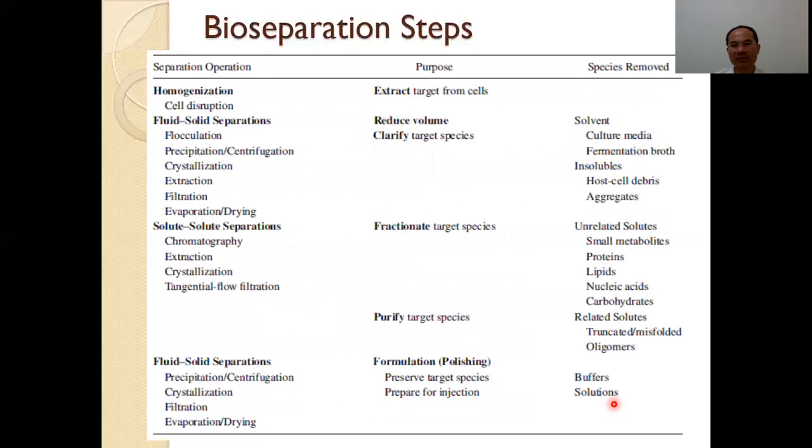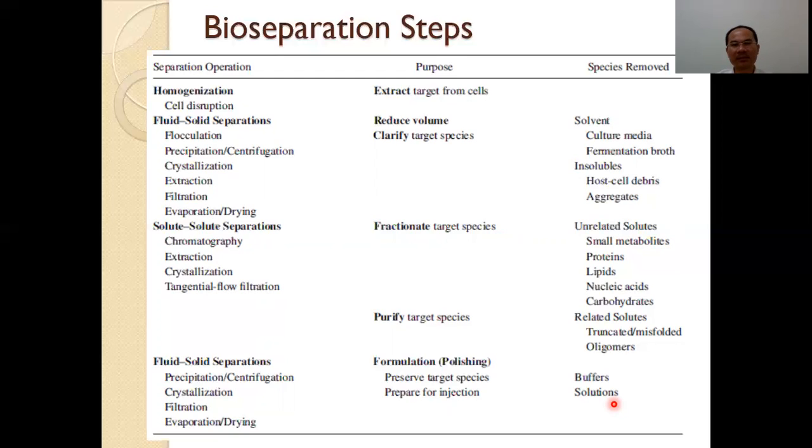Okay. Now I will show you an example of the bioseparation steps. We have lots of steps. For example, homogenization. With homogenization equipment you disrupt the cell. After you disrupt the cell, the biomolecule, the substance, will be released from the cell. For this case, the purpose is to extract the target from the cell. We have to extract the chemical, the biomolecule, from the cell.